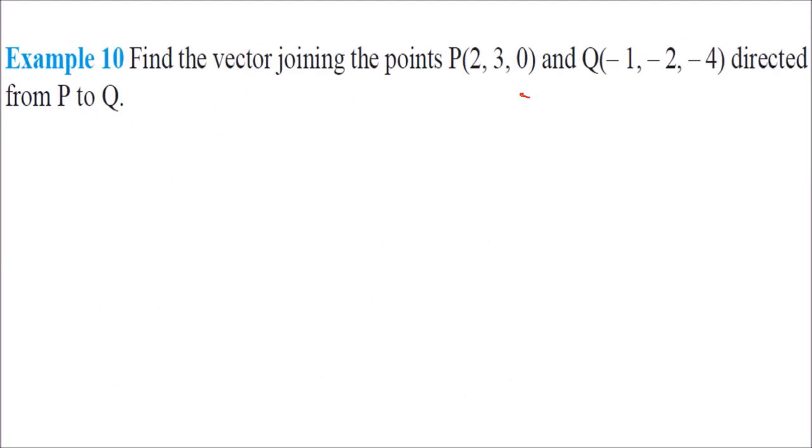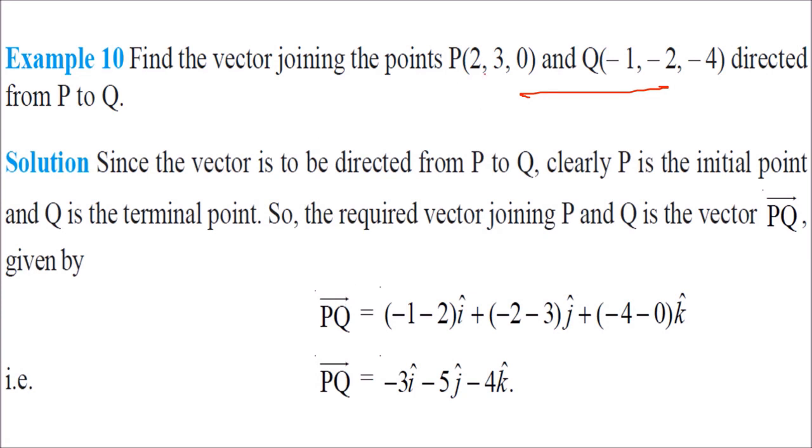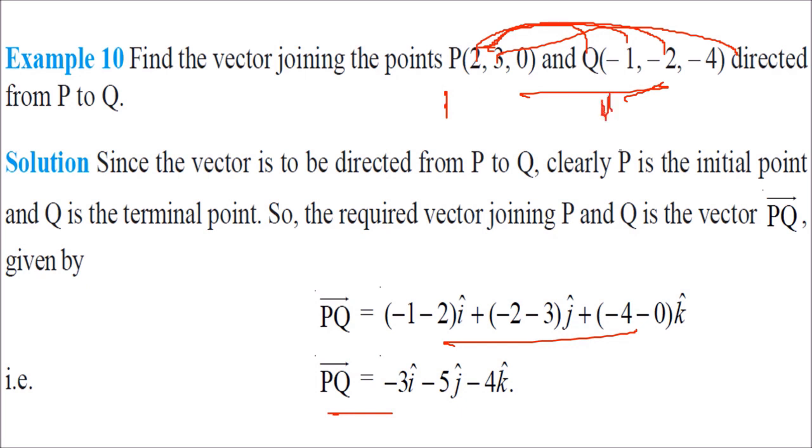To find the vector joining these two, directed from P to Q, you can take just two values: -1 of -2, -2 of -3, -4, -0. This is your PQ. Since the vector is to be directed from P to Q, P is the initial point and Q is the final point. So the required vector joining PQ will be PQ like this. That is why we just subtracted this from this.